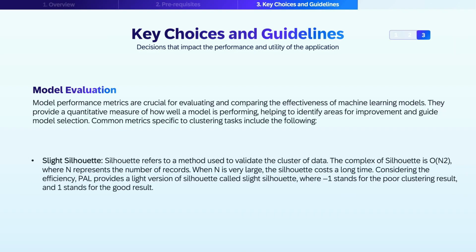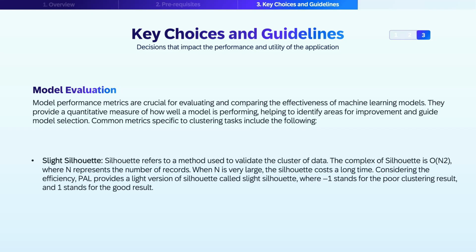Model performance metrics are crucial for evaluating and comparing the effectiveness of machine learning models. They provide a quantitative measure of how well a model is performing, helping to identify areas for improvement and guide model selection. Common metrics specific to clustering include silhouette, a model used to validate the cluster of data.